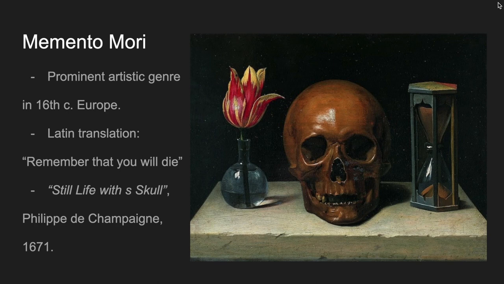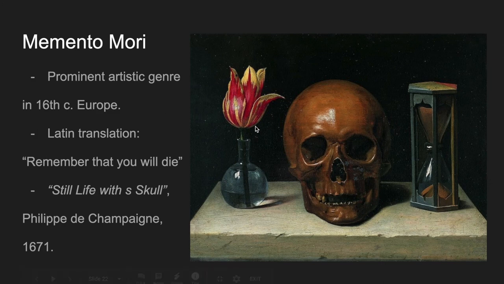Memento mori is a conceptual aspect that we're going to explore in this unit. So in this unit, you're going to be making a still life and doing a planar analysis from it. Now, this was a prominent artistic genre in 16th century Europe. The Latin translation is "remember that you will die." So in memento mori paintings, they chose objects and placed them together into a still life such as this.